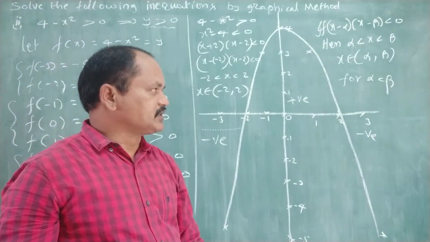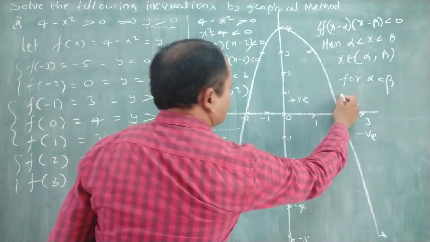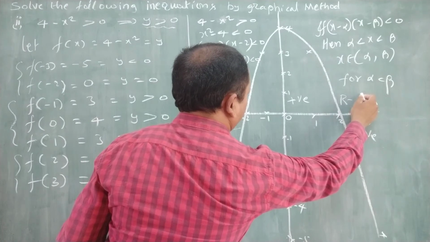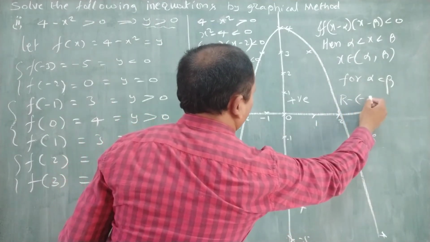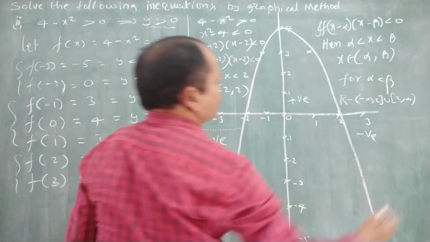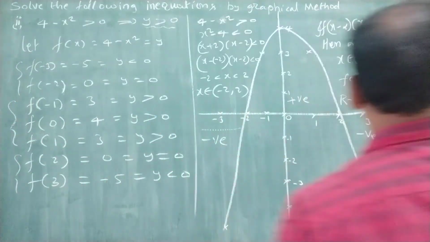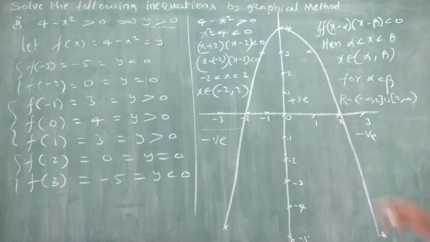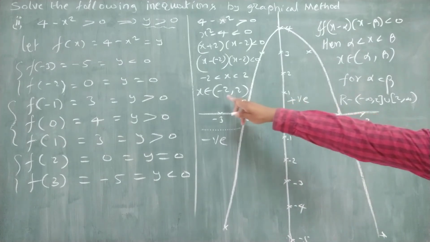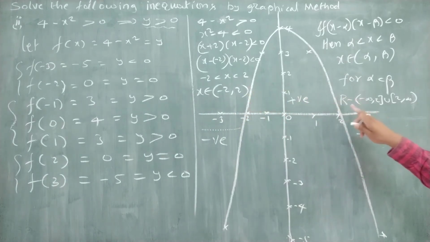Or this can also be written as: the solution set for this one is R minus the closed interval minus 2 to 2, that is, open minus infinity to minus 2 closed, union 2 closed to open infinity. That is another representation. So the solution set for this inequation is x belongs to open interval minus 2 to 2, or x belongs to open minus infinity to minus 2 closed, union 2 closed to open infinity.